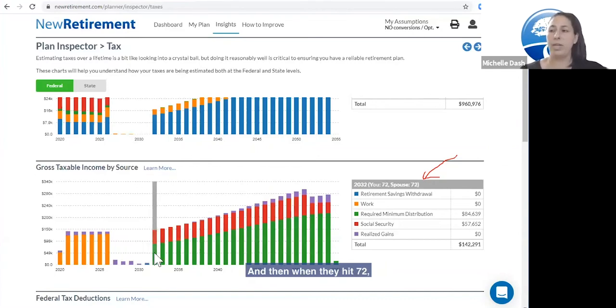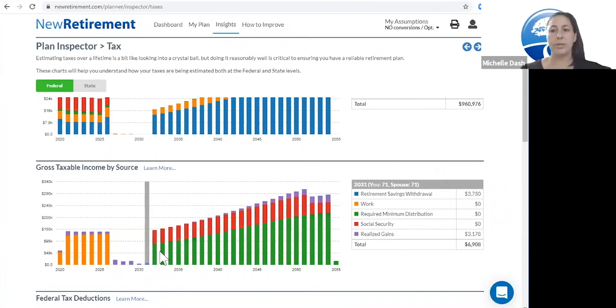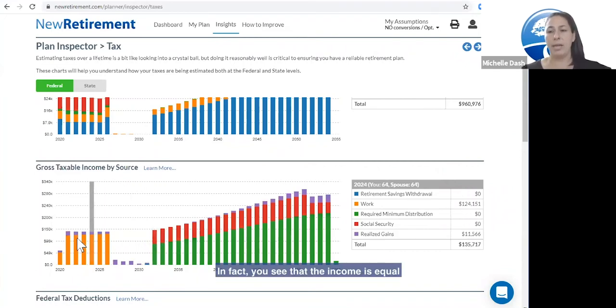And then when they hit 72, they have more income sources to think about. So they have Social Security, which for them is about $65,000 a year. And they also have RMDs. Like I said at the beginning, they started with about $500,000 each, and that doubled over time. So together they have almost $2 million in tax deferred accounts. So quite a big RMD distribution. In fact, you see that the income is equal to the amount that they had in their working years, if not even more.